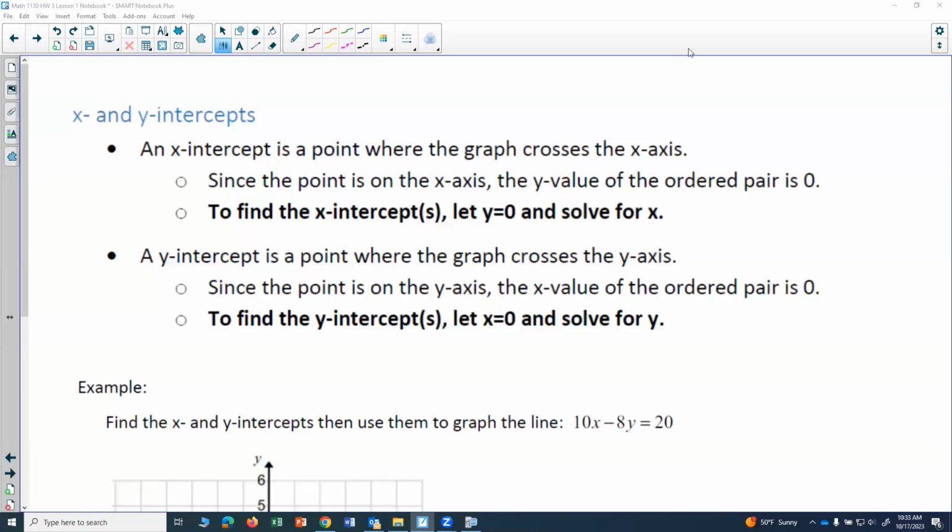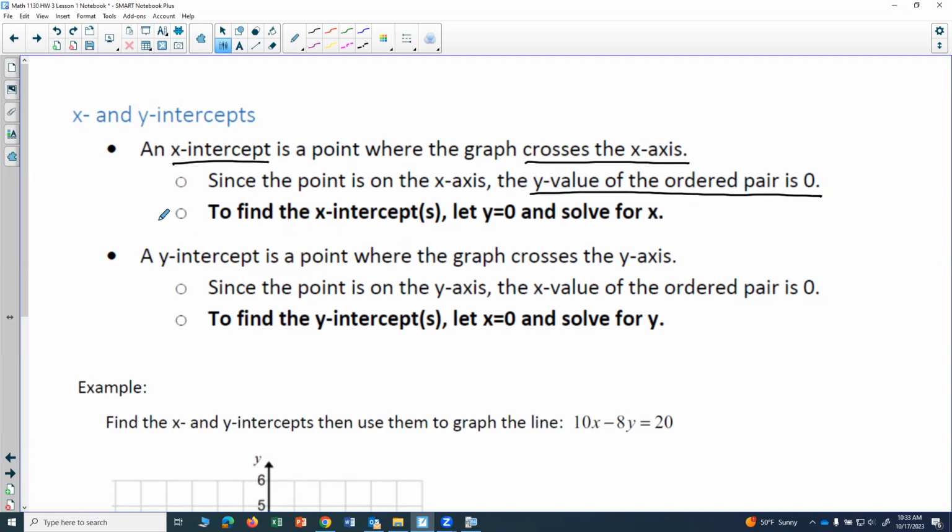In this video, we're going to look at X and Y intercepts, and we're still only dealing with lines. An X-intercept is a point where the graph crosses the X-axis. So the graph is crossing that horizontal axis, the X-axis. Since the point is on the X-axis, the Y value of the ordered pair is 0, meaning that you haven't gone up or down at all on your graph.